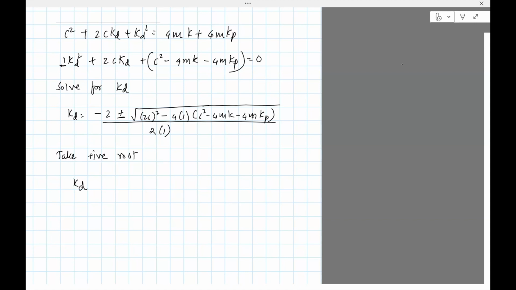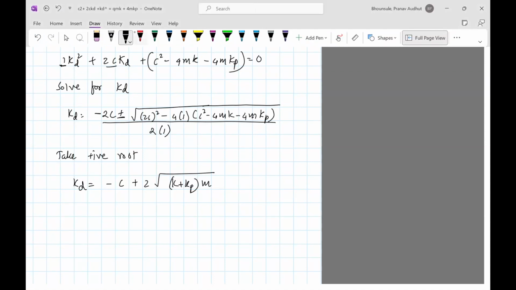and then we get kd equals minus c. I'm forgetting something here. This should be 2c minus b. Okay, kd equals minus c plus 2 square root of m times (k plus kp). Yeah, so this was the equation we were after.